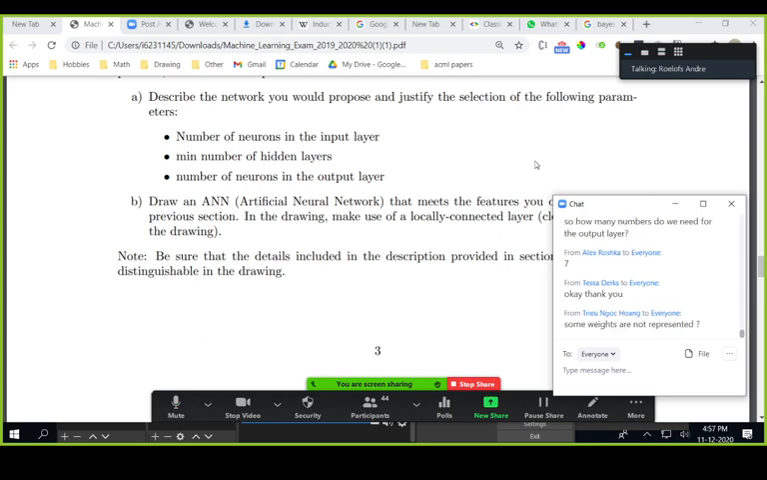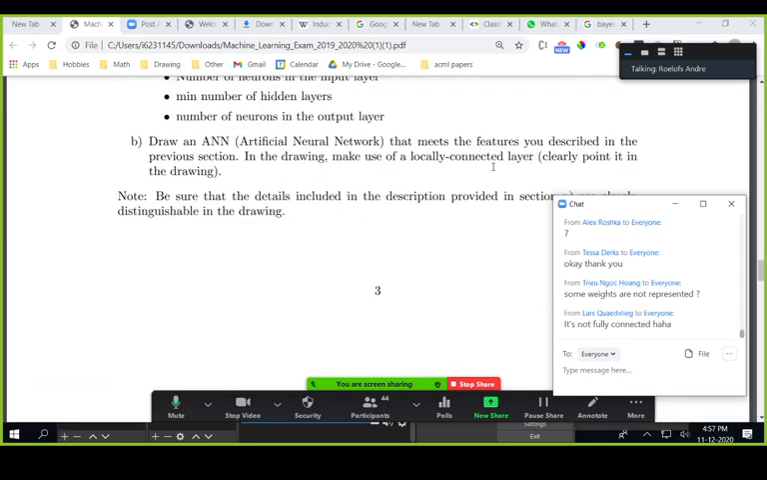Guys, the difference between the locally connected layer and the fully connected layer? You're googling it. Okay.